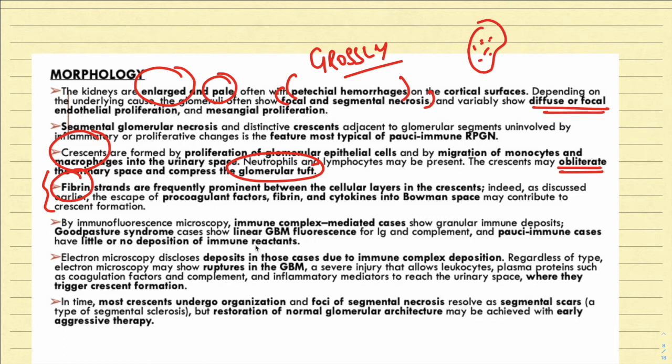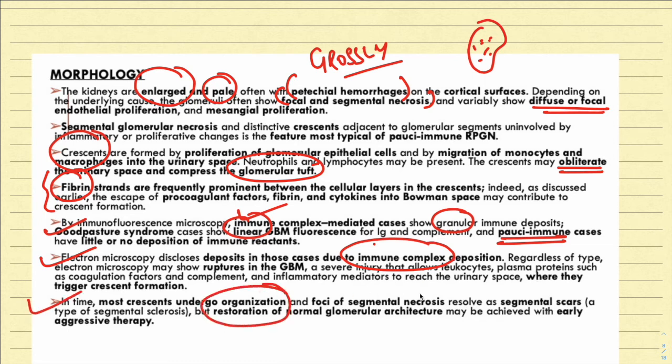By immunofluorescence, as I told you, in the immune complex type 2 variety, they will have granular immune deposits. In Goodpasture syndrome or anti-GBM disease, they will have a linear pattern, and in the pauci-immune variety, as the name suggests, you will not see any deposition, either by electron microscopy or immunofluorescence. Electron microscopy discloses deposits in cases where there is immune complex deposition. Very important. In time, most of the crescents will undergo organization. There will be segmental necrosis, therefore there will be scarring also.